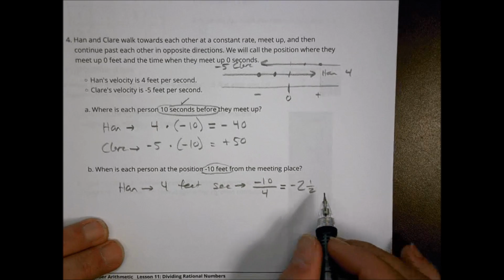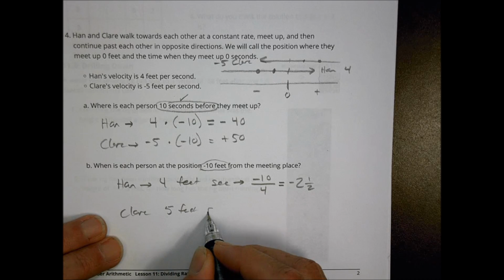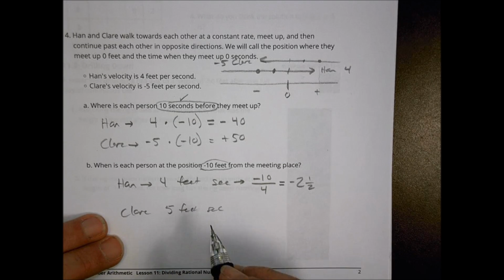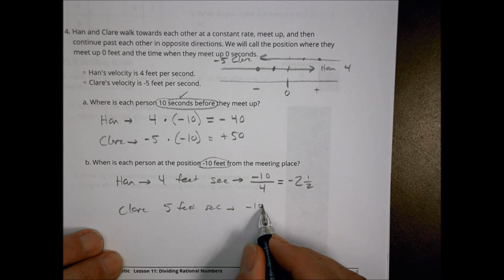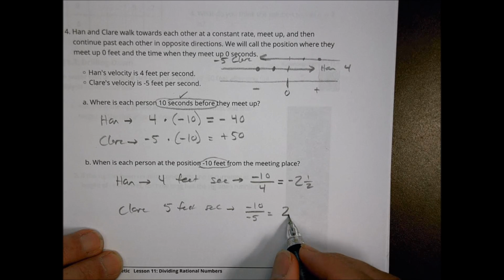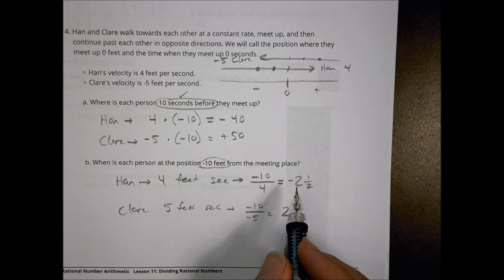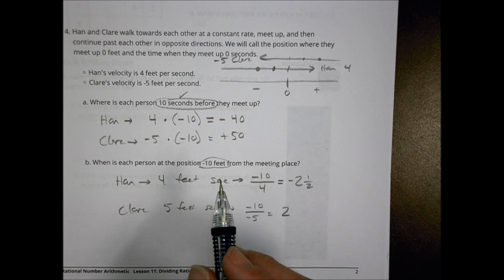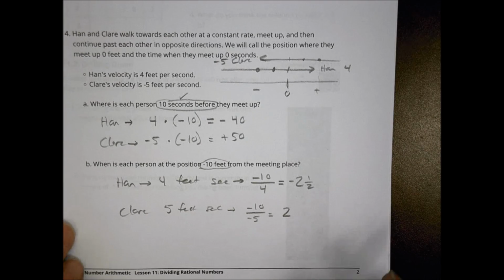For Claire, Claire is going at 5 feet per second, right? Okay, and so what's happening here is that Claire is going to do -10 divided by -5 to give us a time of 2. So we have -2.5 and 2 is when they are at -10 feet from the meeting place. That is when they're going to be there, that many seconds before. Okay, so there are those two folks there, and that's the idea.